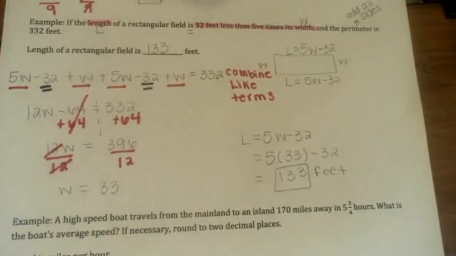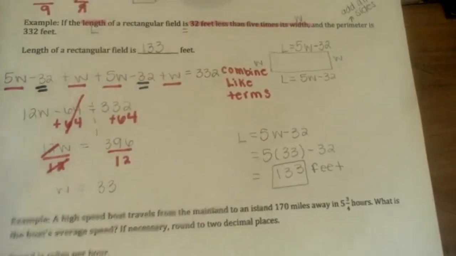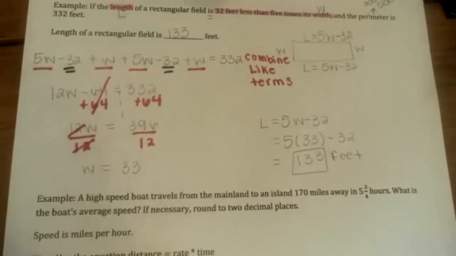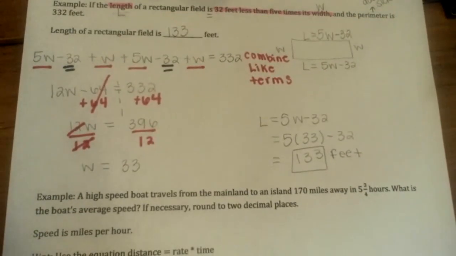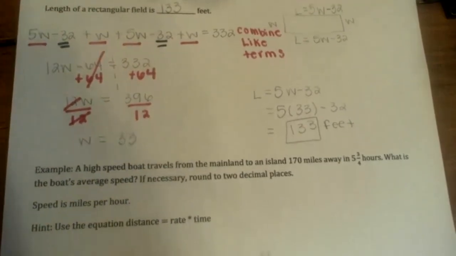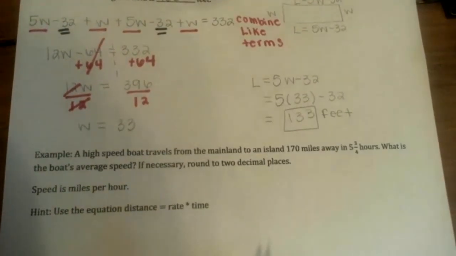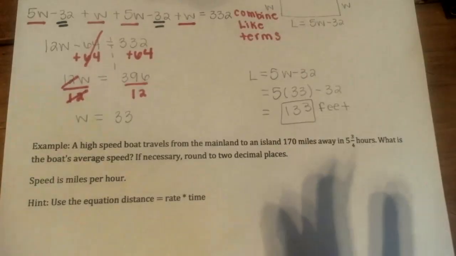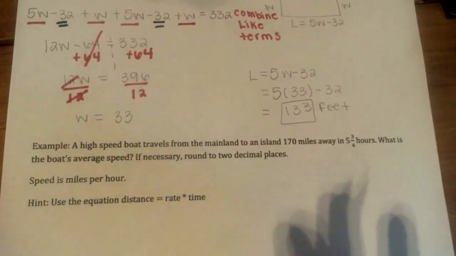Last example for this section. It says a high-speed boat travels from the mainland to an island 170 miles away in 5 3/4 hours. What is the boat's average speed? If necessary, round to 2 decimal places. All right, so notice right there.